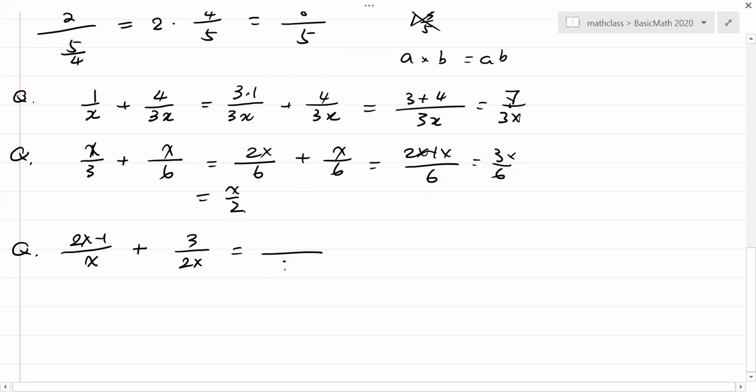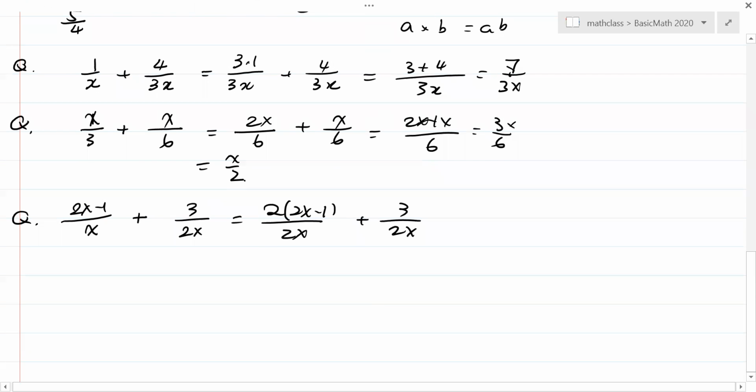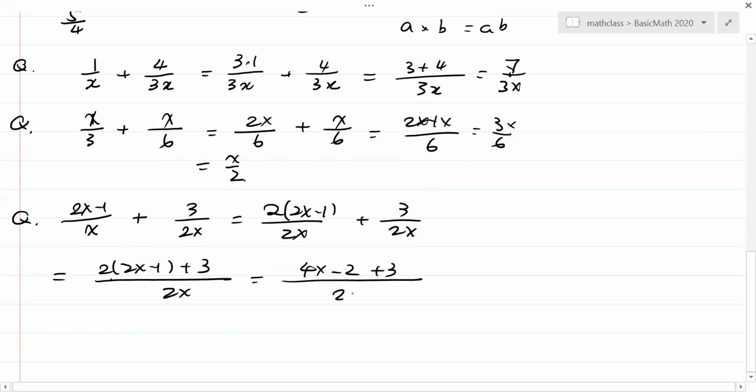So you get 2 times (x minus 1) over 2x plus 3 over 2x. Then they have a common denominator, so I can add them together. Just add the two numerators together. Of course, you have to simplify the numerator, so you multiply this out. 2 times x is 2x, and 2 times negative 1 is negative 2. And then finally we get 2x plus 1 over 2x. So that's the final expression.